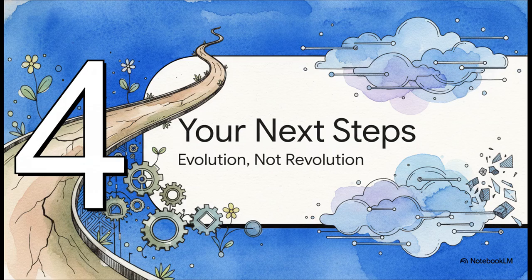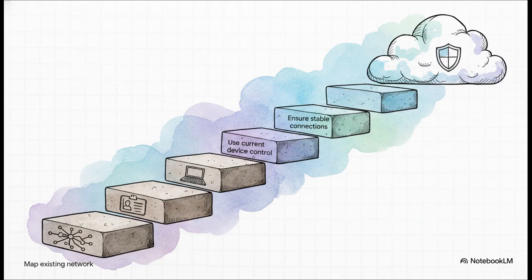Section 4. Your next steps. Evolution, not revolution. So the really crucial point I want to leave you with here is that you don't have to start from scratch. Adopting SASE is an evolution, not a revolution. You likely already have many of the building blocks in place right now. Your first step is simply mapping your existing network and user behaviors. From there, you can leverage the identity and access management systems you already use, like Active Directory. You can integrate your current device controls, like your managed detection and response tools or your SOC. Add in some stable internet connections, and you are well on your way to building a SASE architecture step by step.